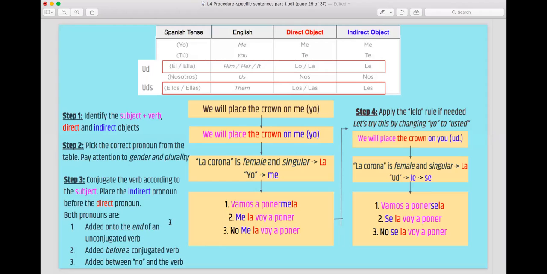But if we wanted to say we're going to place the crown on you, and it's usted, that is another third person. That's where we'll have a lot of the L's going on and we'll need to use the Lelo rule. Without the Lelo rule, it would be la for corona, and we keep that. We would think it would be le for usted because we see indirect object under usted is le. But in this case, we can't have lela, that violates the Lelo rule. So we need to change le to se. So now we have vamos a ponérsela, se la voy a poner, or no se la voy a poner.